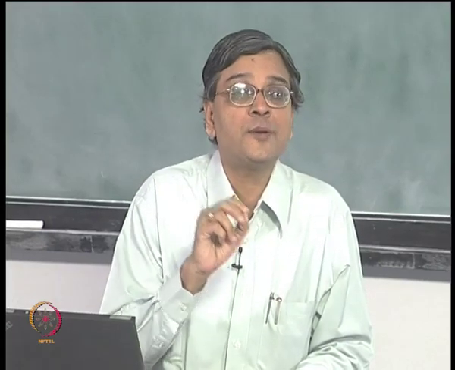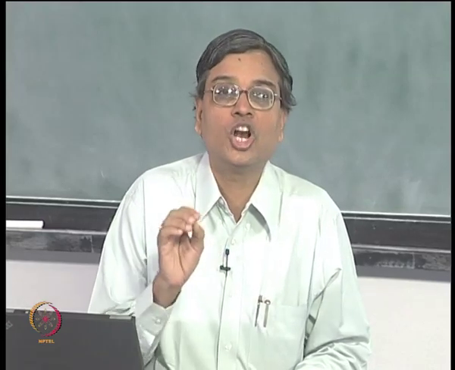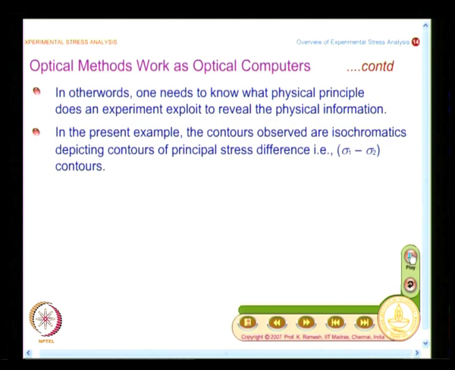So, physics is very important in understanding and interpreting the results given by an experimental technique. If you do not know the physics, you will not be able to interpret the fringe patterns, and that is what is summarized here. One needs to know what physical principle an experiment exploits to reveal the physical information. In fact, the purpose of this course is to get into the physics of the problem and understand for yourself completely that this physics is exploited, and what I see is this is the contour.